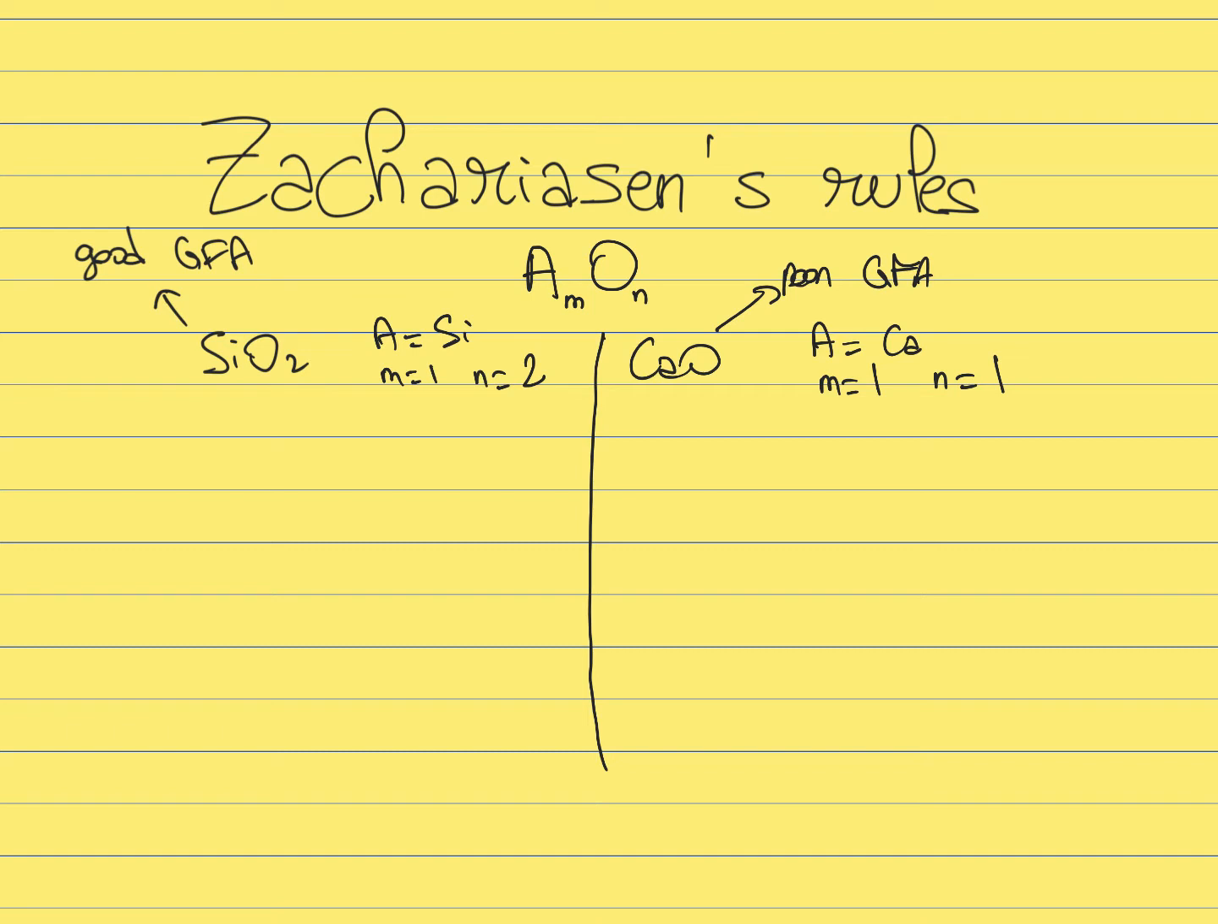And based on the Zachariasen rules, what Zachariasen is proposing is that the difference between those two systems, you can understand why the one is forming a glass much more easily than the other one. It's because of their atomic structure.